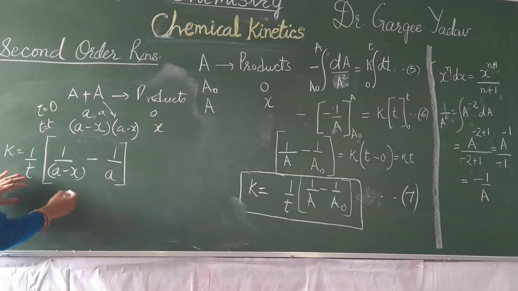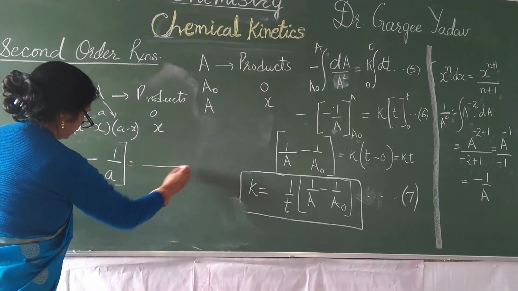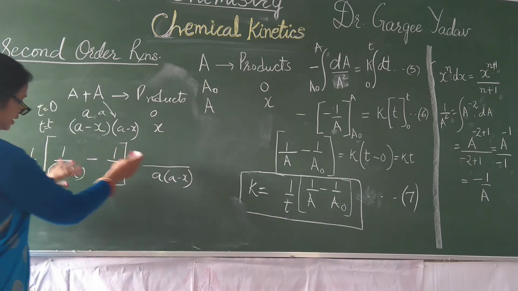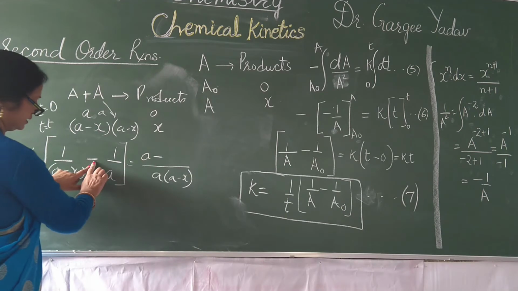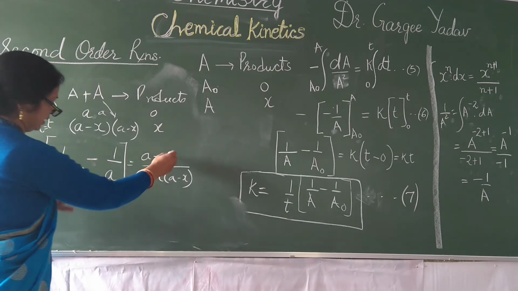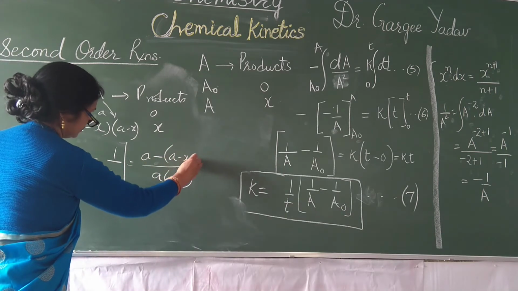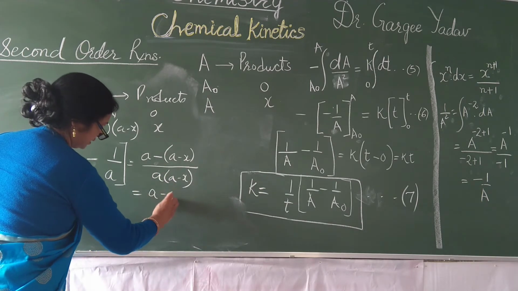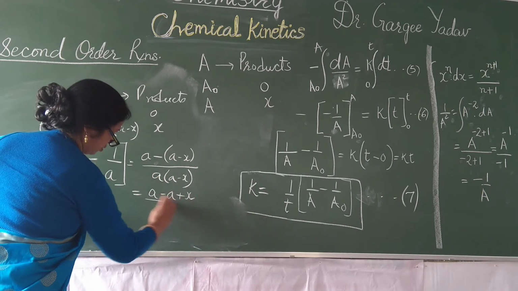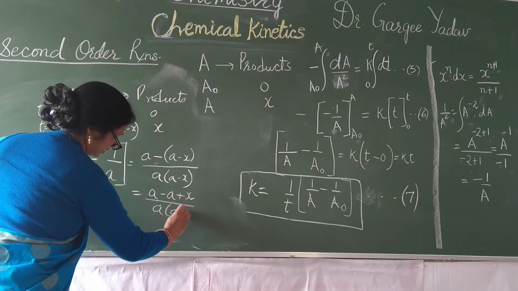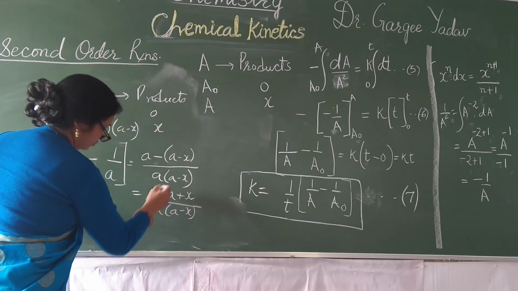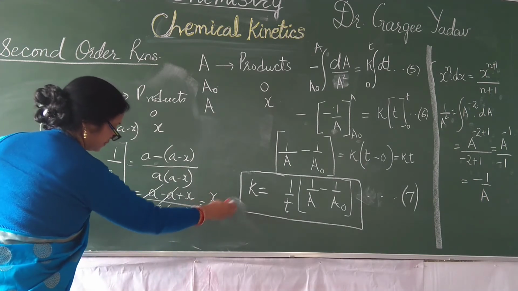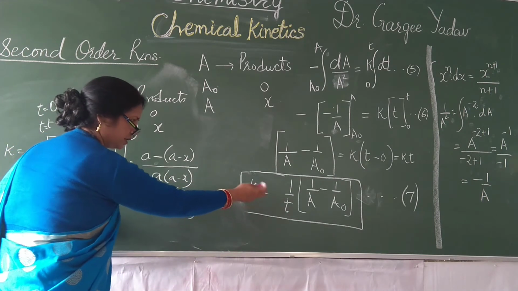So this will come out to be, you take the LCM over here, it will be A into A minus X, and here we will be having A minus X, and if you solve it, you will get A minus A plus X upon A into A minus X. So in your books mostly it is written in this form, but it is the same as this, and this is very easy to understand.